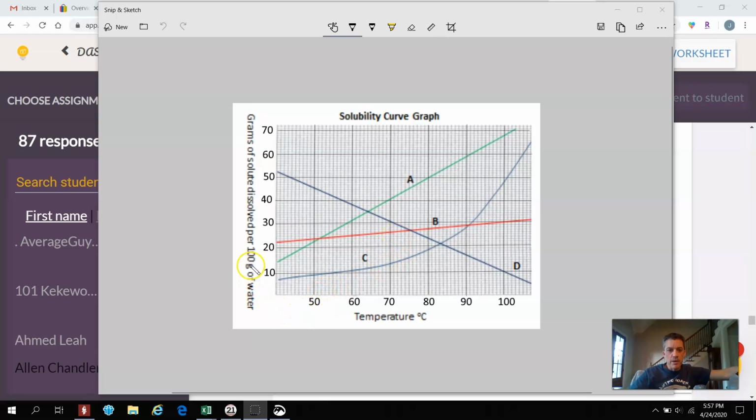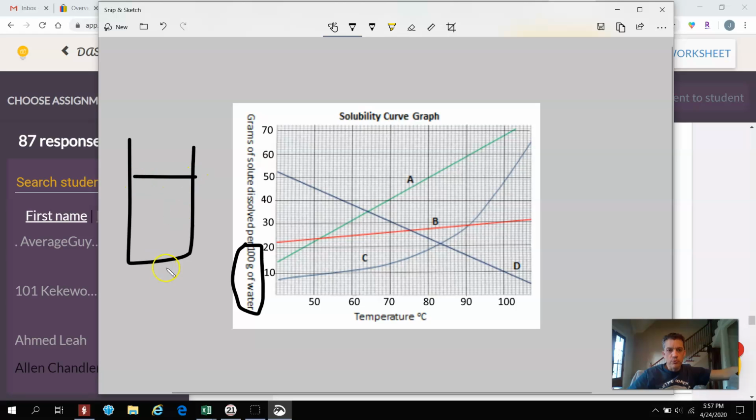This is another graph that you had on the assignment today, and it's just got 4 different substances. Again, it's the same type of graph. We look over here and it tells us what we have. We've got 100 grams of water, so we've got a certain amount of liquid that we're talking about. And we've got 4 different substances that we're putting into it. 3 of the lines go in the upward direction, 1 of them goes down.